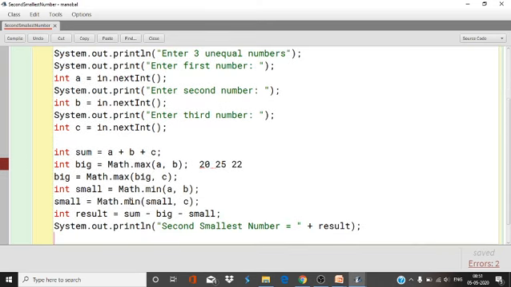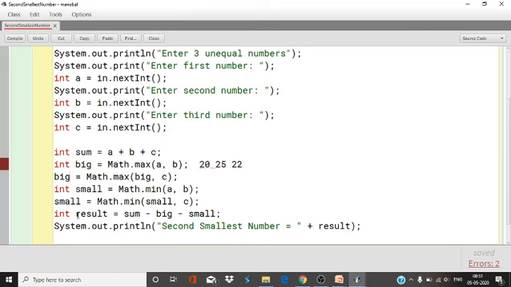Now a small number. Math.min(a, b). Which number is the smallest? 20. 20 will be stored in small. Now Math.min(20, 22). Which number is the smallest? 20. So small will be stored as 20. In small 20 is stored and in big 25 is already stored.